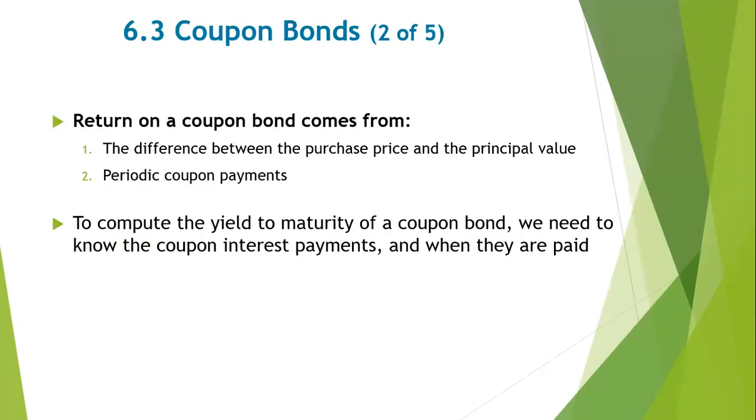Now, while the return on a zero coupon bond stems from purchasing it at a discount to its face value, the return on a coupon bond comprises two components. One is any variance between the purchase price and the face value, and two is regular, or periodic, coupon payments. So before determining the yield to maturity of a coupon bond, we must ascertain all its cash flows, encompassing the coupon interest payments and their payment schedule.